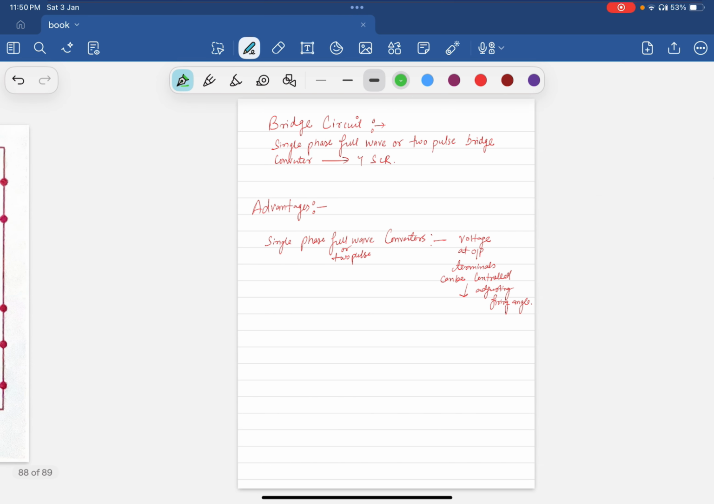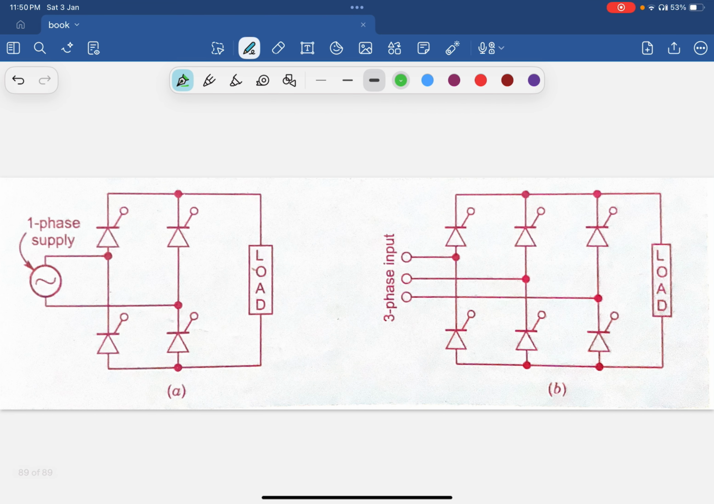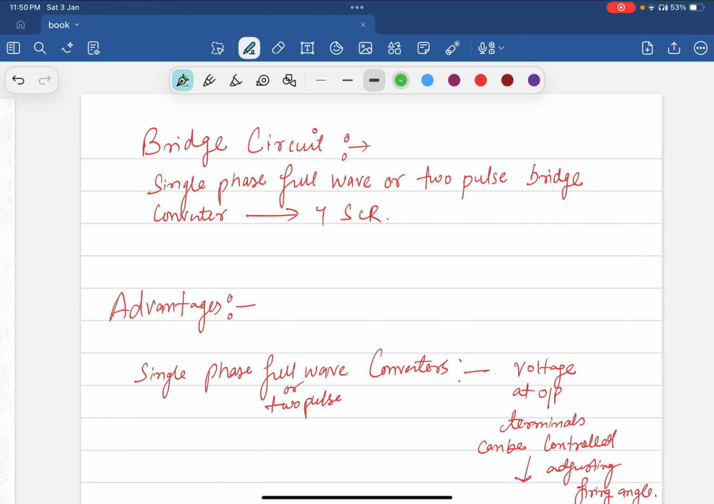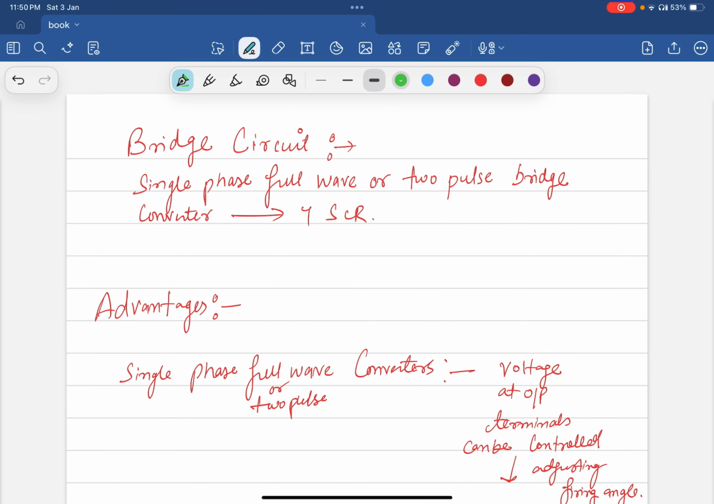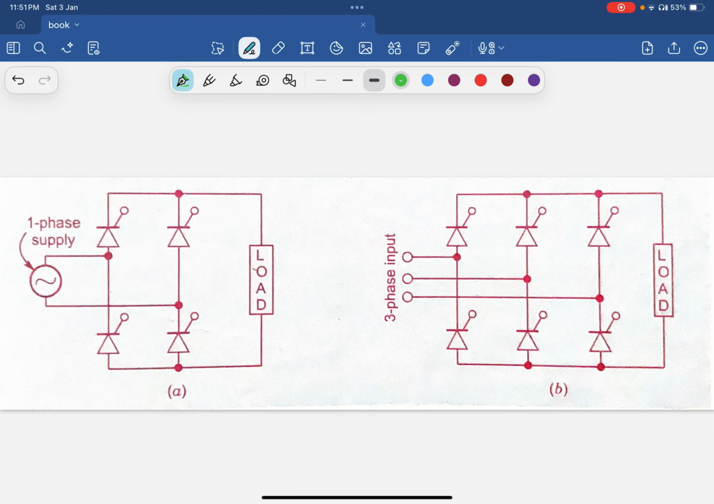The second way of doing the configuration is by using the bridge converters. So how does it look? A single phase full wave or two pulse converter. It has 4 SCRs. If you look here, it has 4 SCRs: 1, 2, 3 and this is the 4th. This is provided by the single phase supply. So single phase supply with the 4 thyristors.